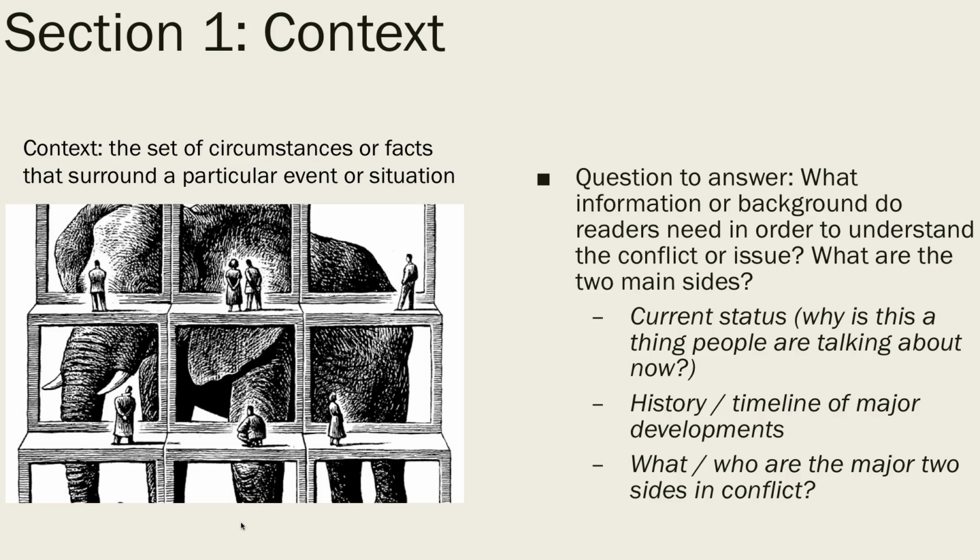So here it says the context is the set of circumstances or facts that surround a particular event or situation. So in your context essay draft, you want to answer, what information or background do readers need in order to understand the conflict or issue? What are their two main sides? What is the current status? Why is this being talked about now? What is the history of the issue? What is the timeline? What and who are the major sides in the conflict? So think about it this way. You're answering the five reporter questions, the who, what, where, when, how, and why.